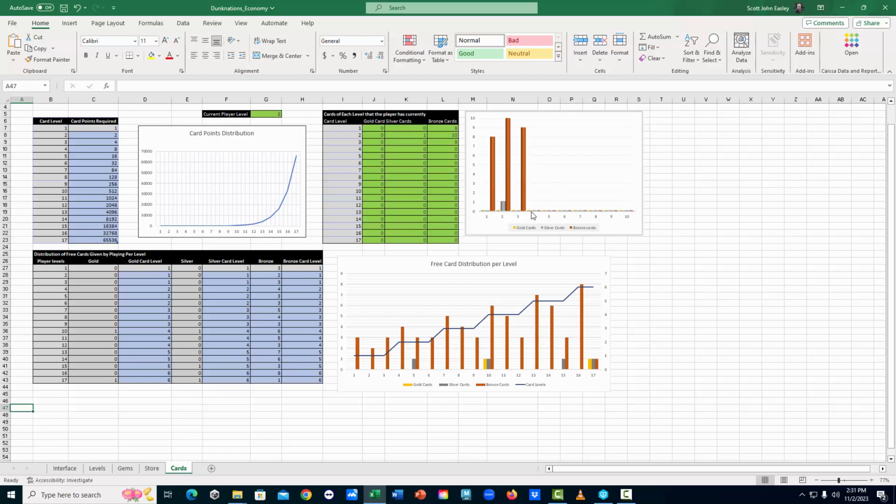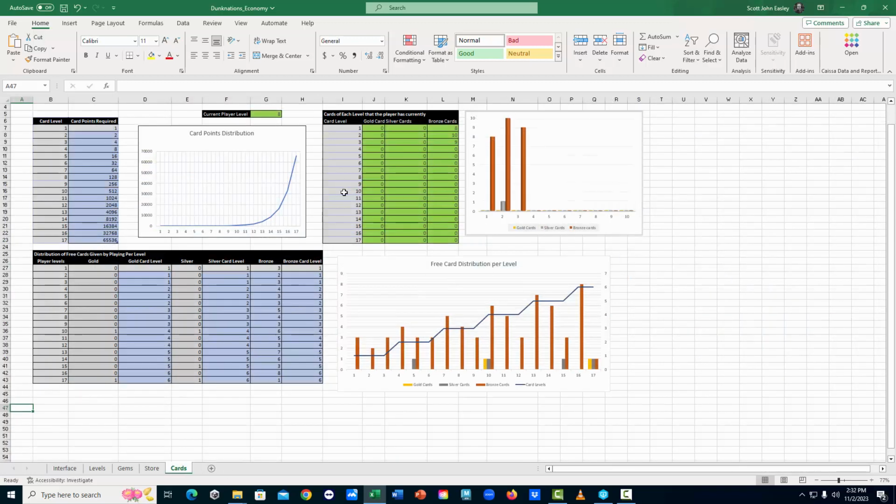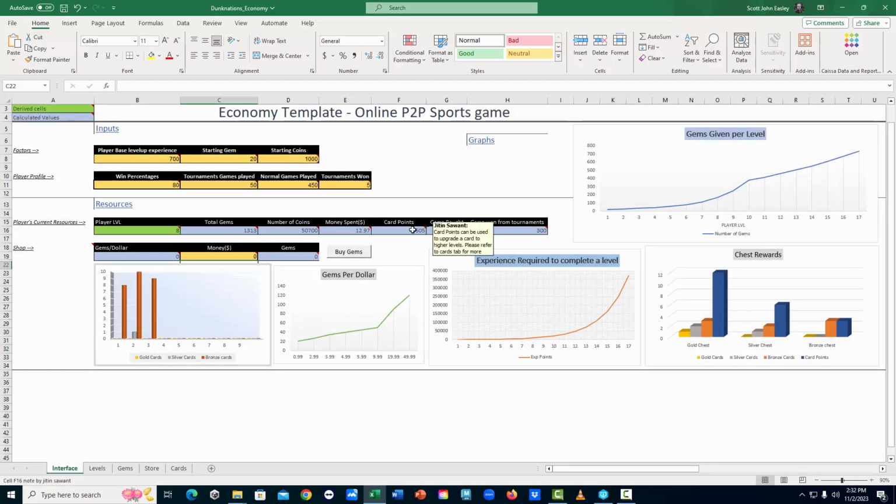And this player level is derived from the interface. So we know the player level. And again, the card points are derived from this part. So we know how many card points a player gets for each card level. So that's how we are giving him the card points. And we are also using the starting level, experience, win percentages and all to find out how many card points a player will get at one point of time.